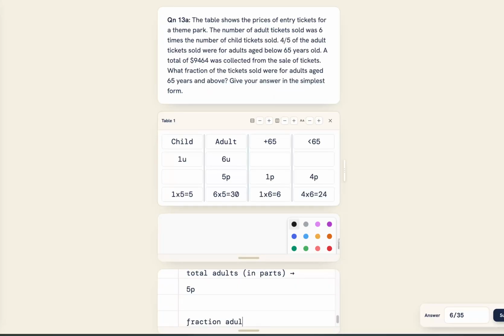What is the fraction? Adults tickets sold for adult age 65 plus, or 65 and above. In this case is adults aged 65 and above out of total. So we need to find the total tickets. So total tickets according to table is 30 plus 5, or adult plus child, equal to 30 plus 5 equal to 35. Then the adults age 65 and above, according to the table, equal to 6. So that means adults age 65 and above is 6 out of 35.